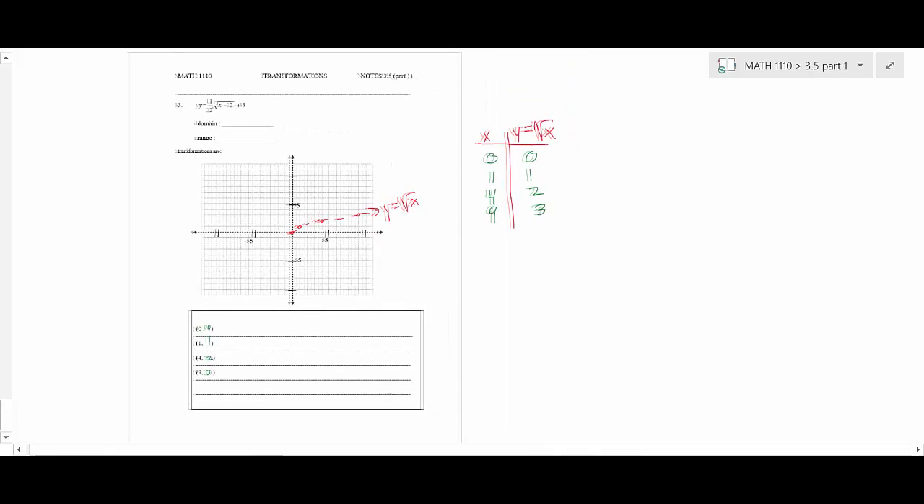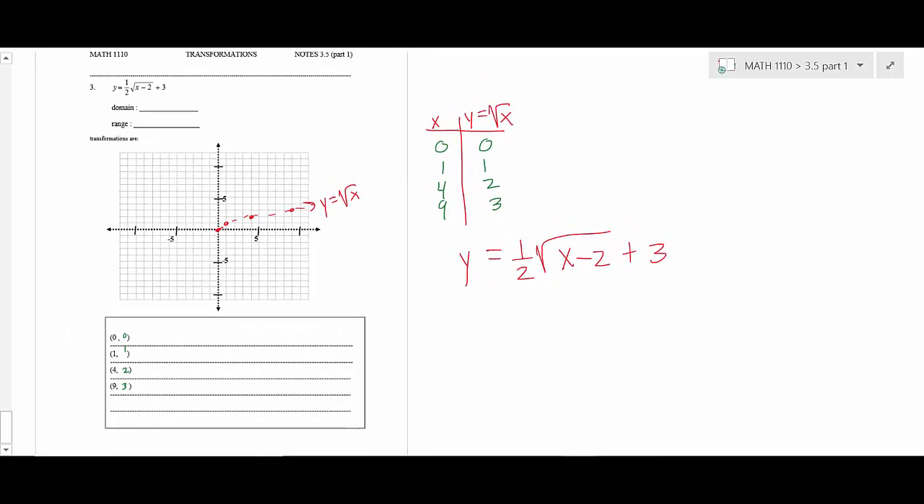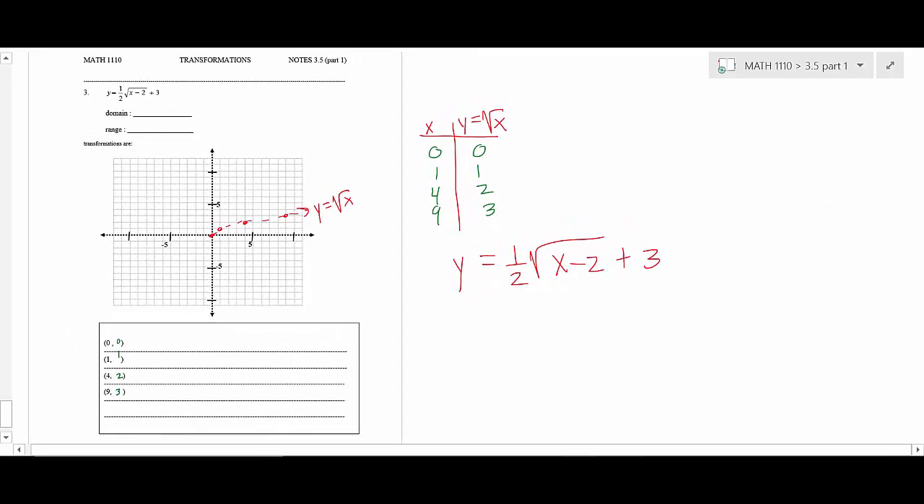Okay. Now let me write down what we're doing on here. We got y equals 1/2 square root of x minus 2 plus 3. Now let's figure out what the transformations are. Okay. And we're going to do this in the right order. So what is the x minus 2? What does that do? Moves it over. Right 2. Okay, so one of our transformations is right 2.